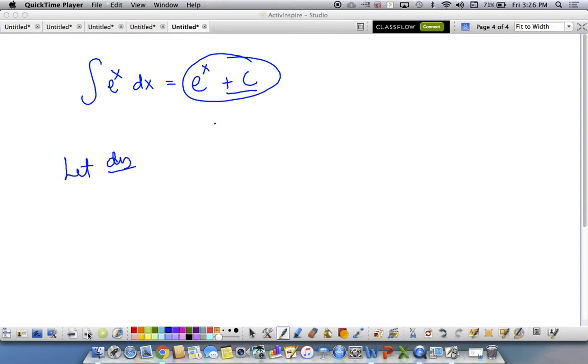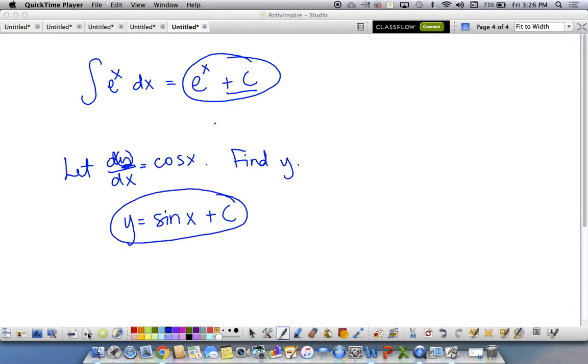Let dy/dx equal cosine x. So the derivative of some y equals cosine x, and I say find y. So we know the derivative of some function y equals cosine x. Whose derivative is cosine x? Correct, it's sine x. Don't forget the plus c. So is the derivative of sine simply cosine? Yes, it is. And that's all this lesson is. We will jump into a lot more later, but this is just a good introduction to this.